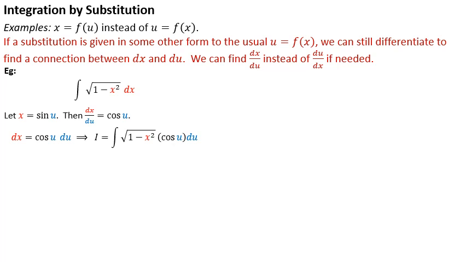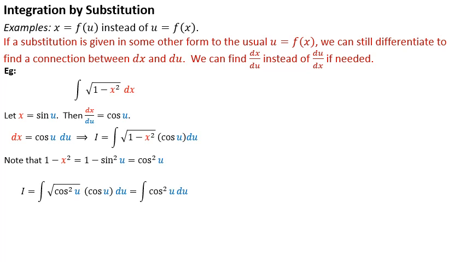So my integral becomes the square root of 1 minus x squared multiplied by cos u du. Well, so far it seems like we've made life harder. But remember, the reason we chose x equals sine u is that when I do x squared and then take it away from 1 and then square root it, I get cos u. So I'm going to make use of the fact that 1 minus x squared is the same as 1 minus sine squared u, which is cos squared u. And if I square root that, I get cos u. It makes my entire integral look a lot more straightforward.